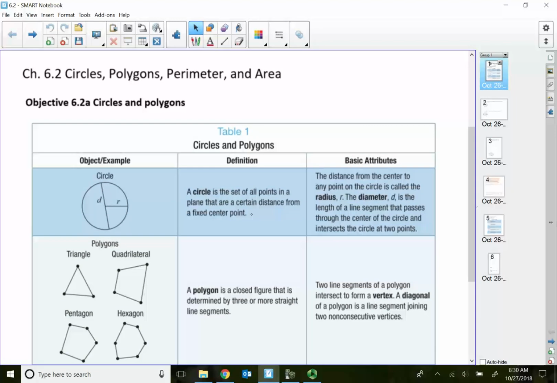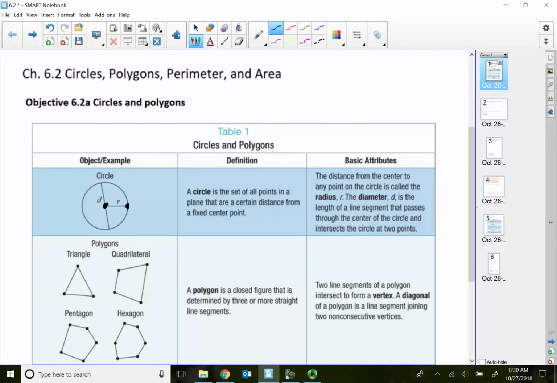As you can recall, a circle is a set of all points in the plane that are a certain distance from a fixed center point. So when we draw a circle, we have to have a center. From the center to any point on the circle, that's considered a radius. So we need a radius and a fixed point in order to draw our circle. The distance from the center to any point on the circle is called the radius r.